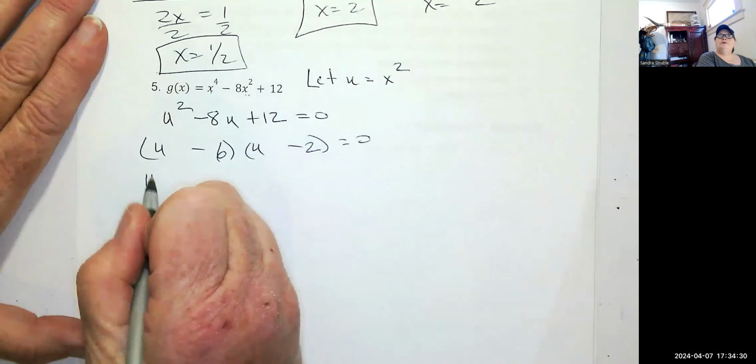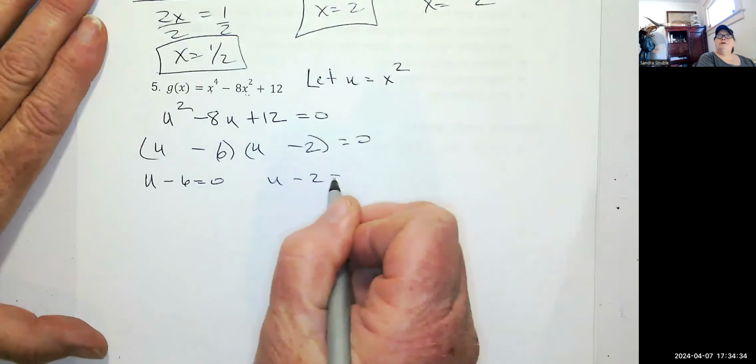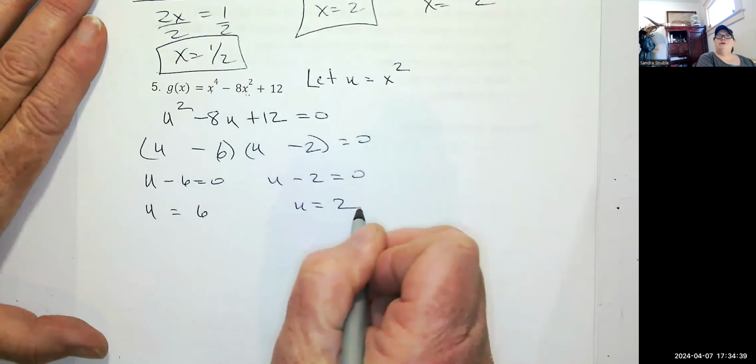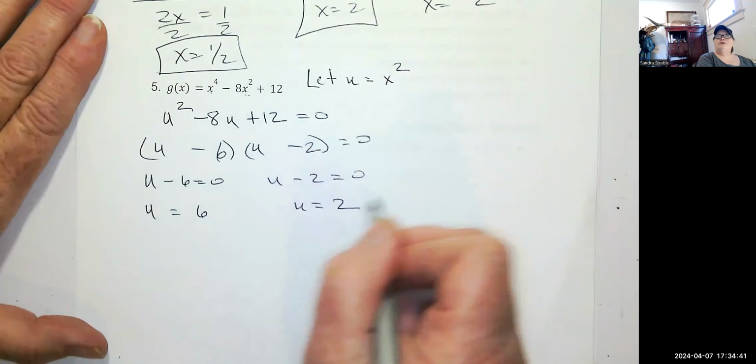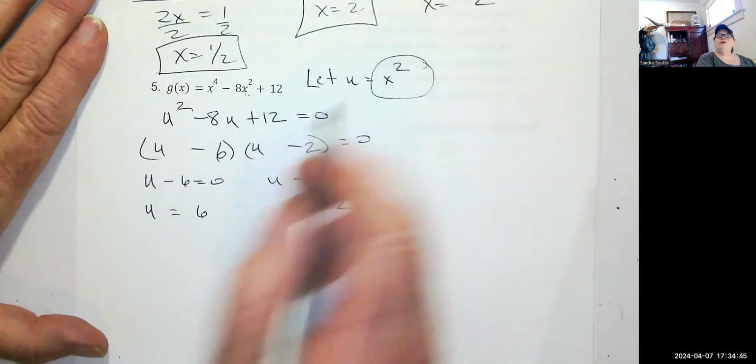Now I can set these equal to 0. U minus 6 equals 0. U minus 2 equals 0 and solve for u. U is equal to 6 and u is equal to 2. We added 6 to both sides, added 2 to both sides. Now I'm going to substitute back my x squared where the u is.